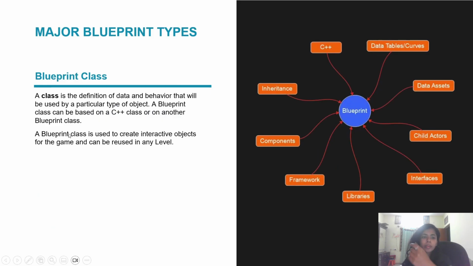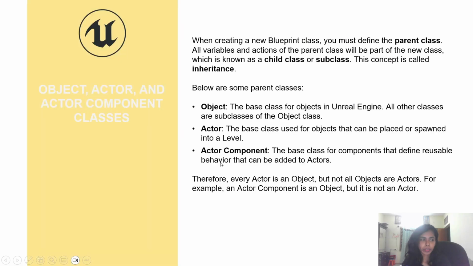So, a blueprint class is used to create interactive objects for the game and can be reused in any level. So, all these things you are seeing are the parts of your blueprint. So, next are object, actors and actor component classes. So, here you will be learning about the parent class. So, what is this parent class?